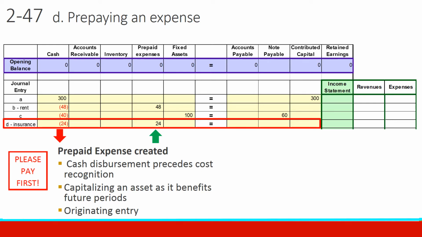It's been a busy July 1st, and the Montero Company is also entering into a 2-year insurance policy arrangement to cover fire, casualty, and other risks.